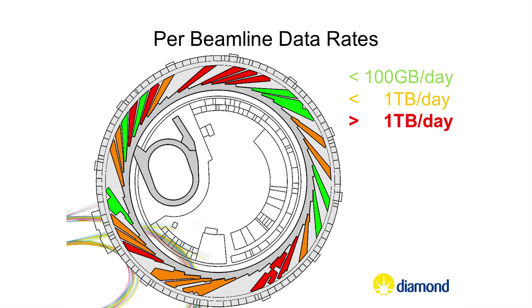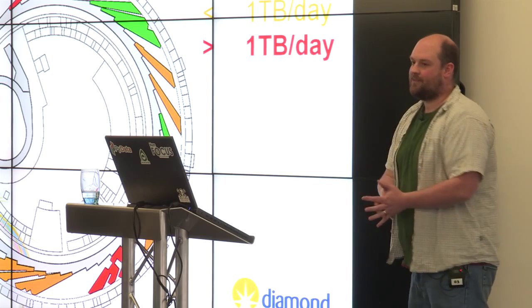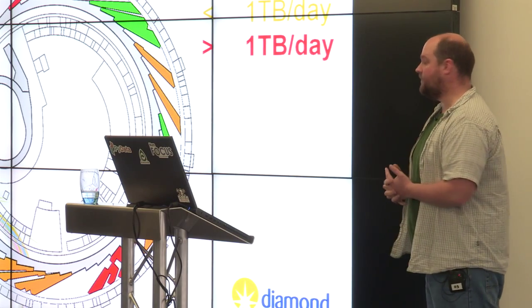Here's a sort of a schematic. These are all the different beamlines at Diamond. As I say, they all do different stuff. Not all of them are as terrifying as that. But there are quite a few of them that are red, which are collecting, not necessarily routinely, but definitely in peak, over 1 terabyte a day.